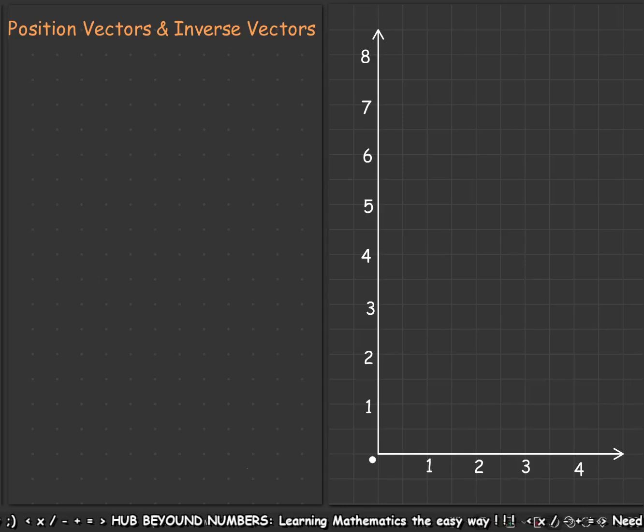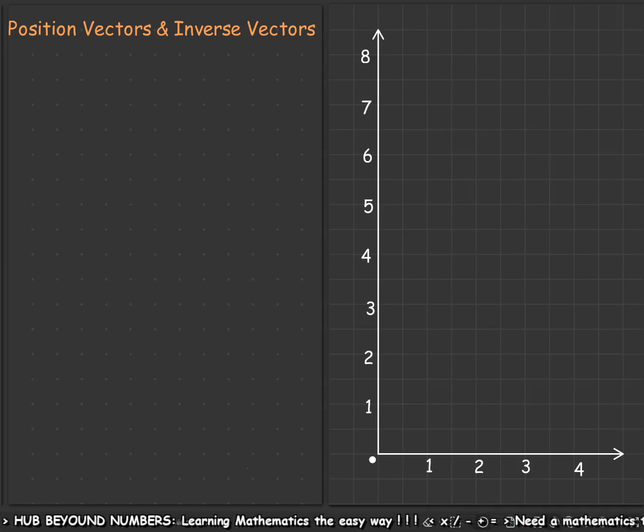We are still on vectors, and this time around we are looking at position vectors and inverse vectors. We need this pre-knowledge in order to study other concepts of vectors. So without much ado, let's quickly look at what position vectors are.